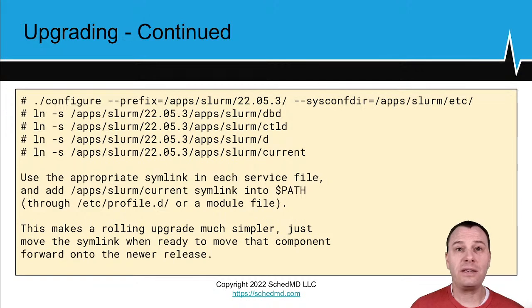Each of them can then be shared out over a shared file system such as NFS. Make sure to reference these symlinks in each service file, as well as in any environment pass through the profile.d or module file. This procedure makes rolling upgrades much simpler, just by moving a symlink when you are ready for an upgrade to the next release.